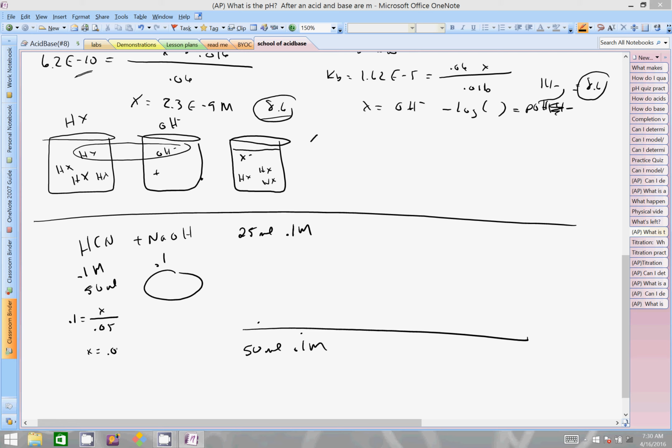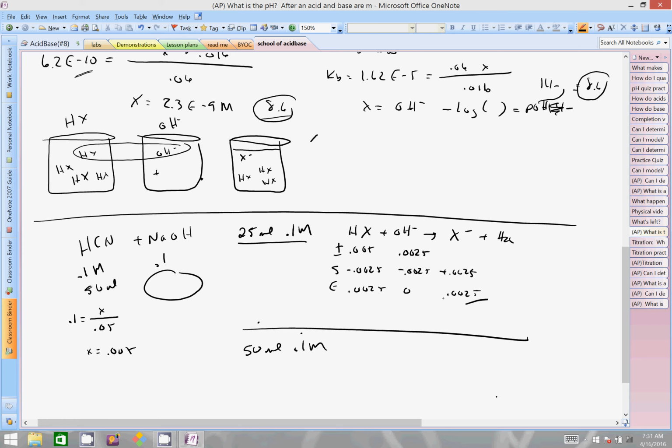X equals 0.005. So I will add and subtract. I have HX, I'm just going to call it that at this point, plus OH negative yields X negative plus water. So I have initially 0.005, and this is going to be half of that. Do the math: 0.0025. Stoichiometric ratio, end: minus 0.0025, minus 0.0025, plus 0.0025. I have 0.0025 left.